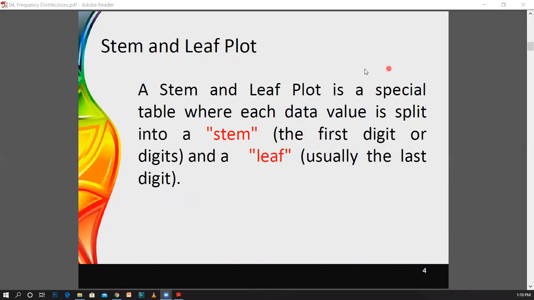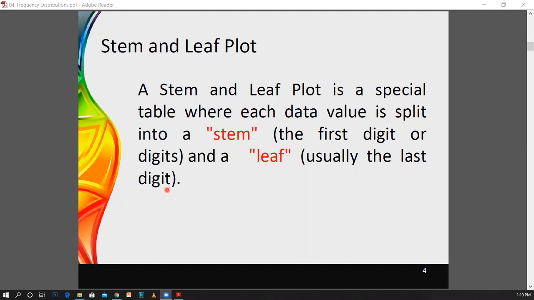First of all, we will see about this stem and leaf plot. A stem and leaf plot is a special table where each data value is split into two parts. The first part is called the stem and the latter part is called the leaf. Normally, we use the stem as the first digit or digits, and the leaf as the last digit.